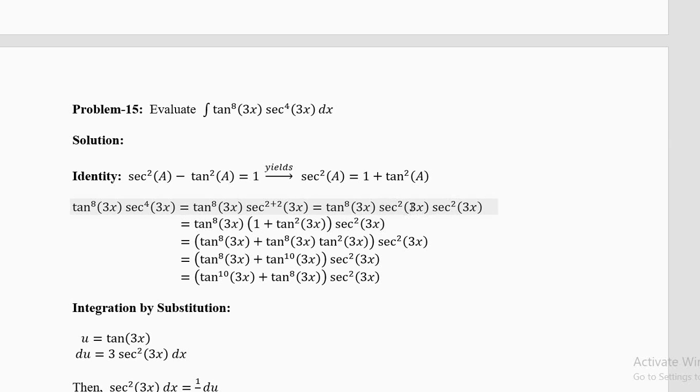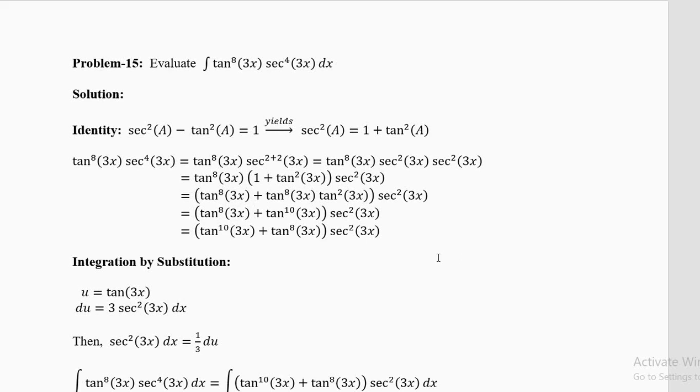Now this middle secant square you convert to tangent square. It is 1 plus tan square. So you have tan power 8 into bracket 1 plus tan square into secant square. Now here you have a function whose argument is tangent, and the derivative of tangent is secant square with some number. That number will be fixed, do not worry about it.